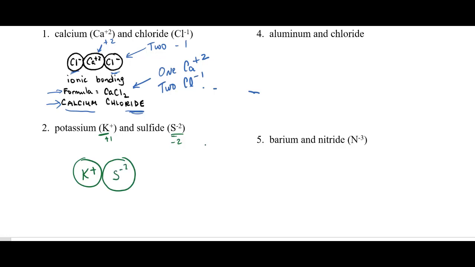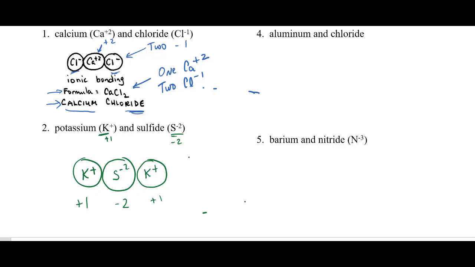-2. I need to make this so that for every plus, there is a minus. Equal numbers of pluses and minuses. That's not true at the moment. I have 2 negatives. I have only one positive. The way you fix that is by adding another potassium. Now there are 2 potassiums for every sulfur.